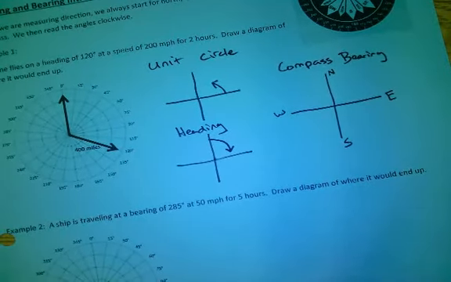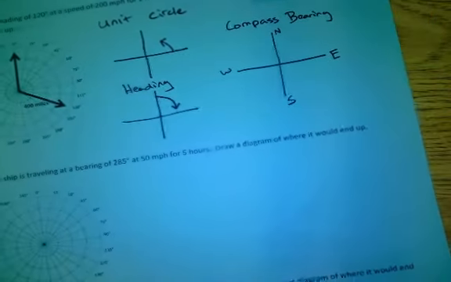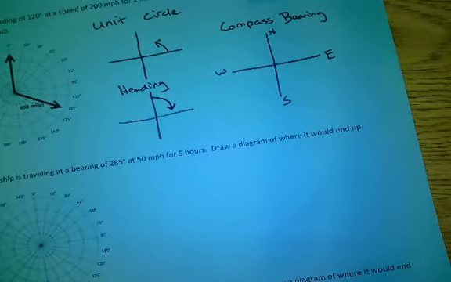You just go to the right. Why did you go to the right? Well, because that's the direction. You go clockwise. But for the unit circle, you go the other way. But this is a compass. Everything else is clockwise, but the unit circle.